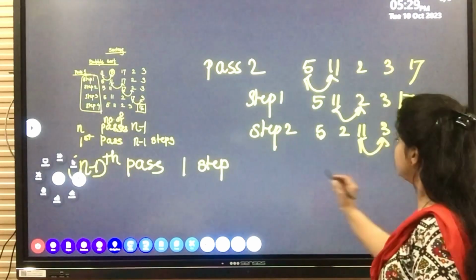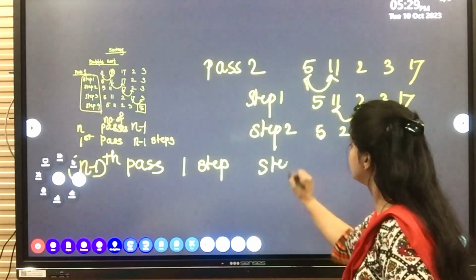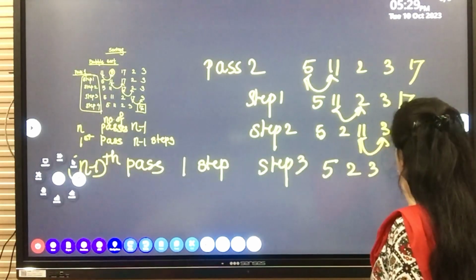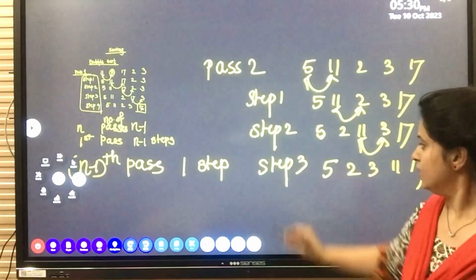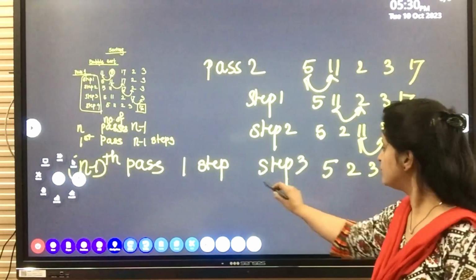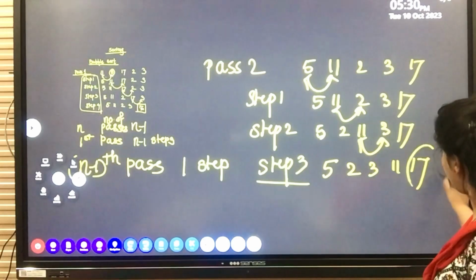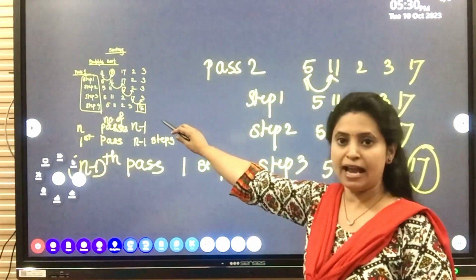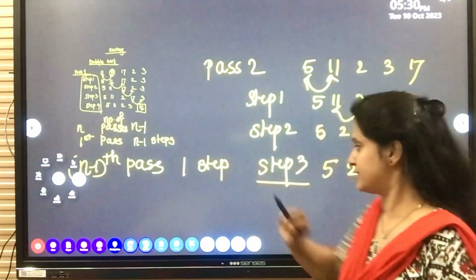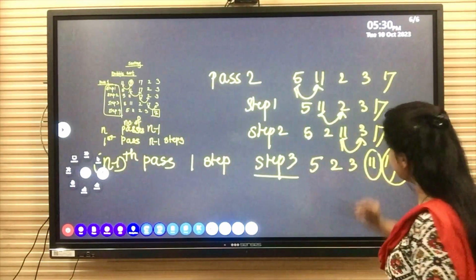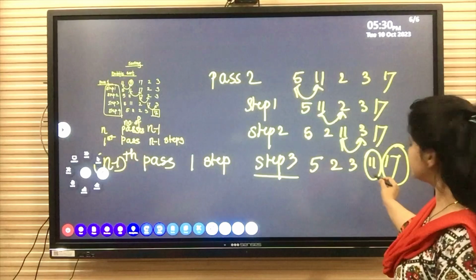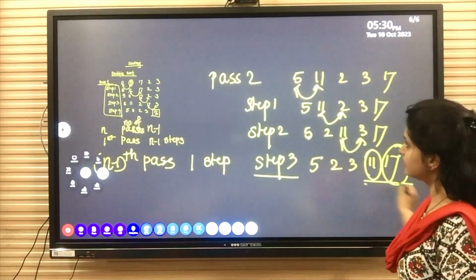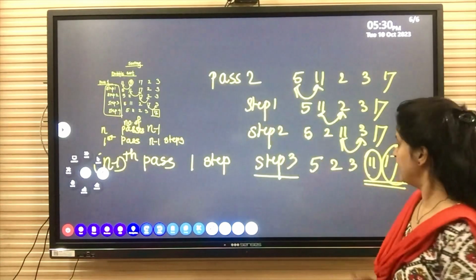Next we'll compare these two. So this is your step 3. So I'll have 5, 2, 3, 11 and then 17. So we have to stop at step 3. Here we are having 17 as the largest element at the end of the first pass. Now we have placed the element 11 at the second highest place. So this is the result of your second pass.